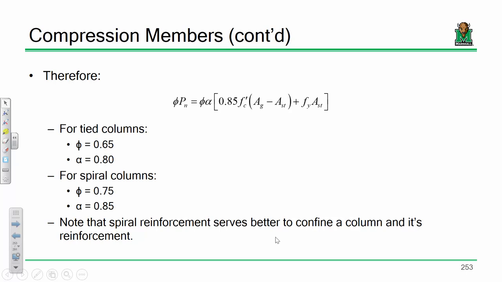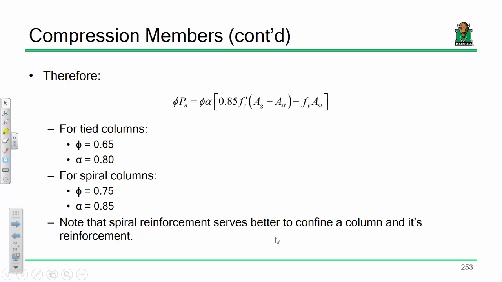One of them is this quantity called alpha, and alpha relates to accidental eccentricity. The idea is that when you compute the capacity of a column, you are assuming that that load is absolutely perfectly placed right smack dab on the centroid. And if you've ever been on a construction site, you do your best to keep everything super exact, but you cannot guarantee perfection. It just doesn't work like that. So alpha accounts for accidental eccentricity, the idea that the load might be a little bit off center. So you're reducing that load either by a factor of 0.8 for tied columns or 0.85 for spiral columns.